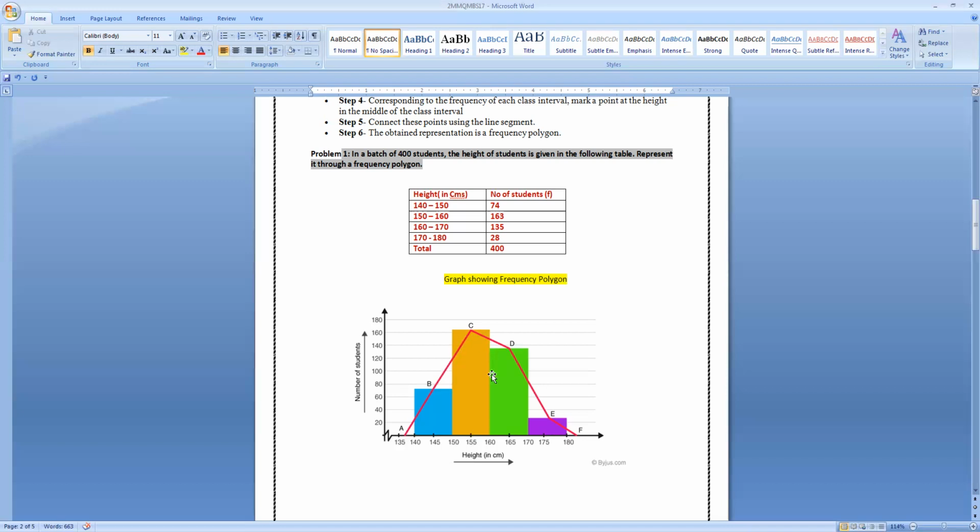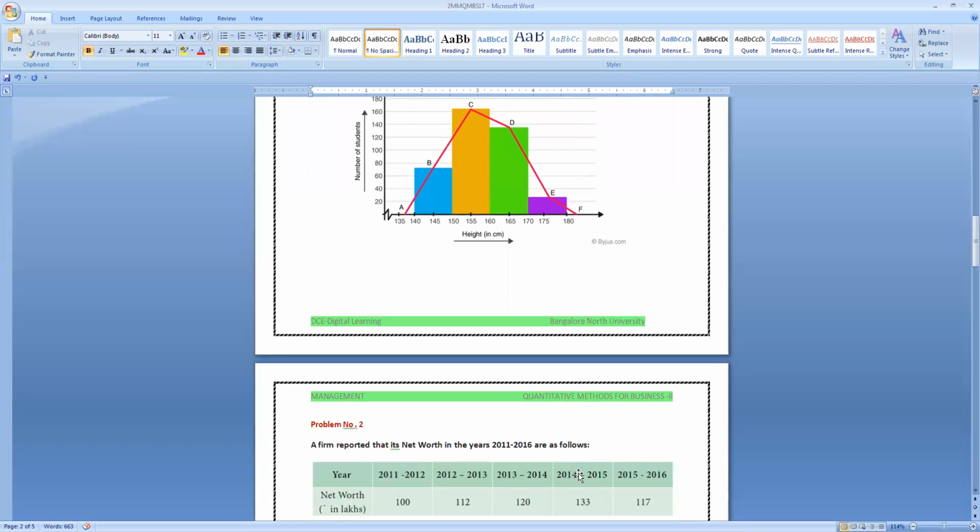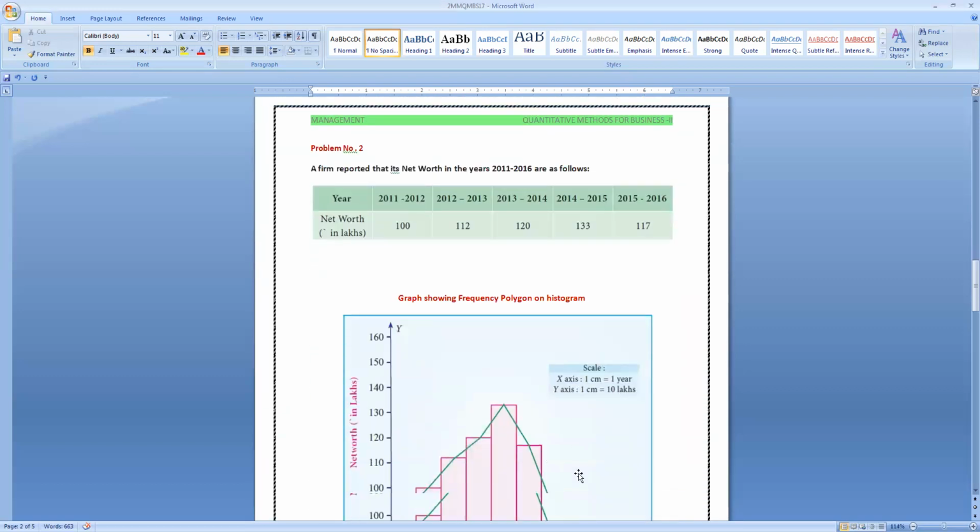After drawing all the rectangles, we should mark one central point at the height of the rectangle. In between the center we have to mark one point, the second one also, the third and fourth. Then we should join them with the scale. From the beginning we have to join all the lines with the scale, so that we obtain the frequency polygon. And the next one here also shows one more frequency polygon on a histogram.